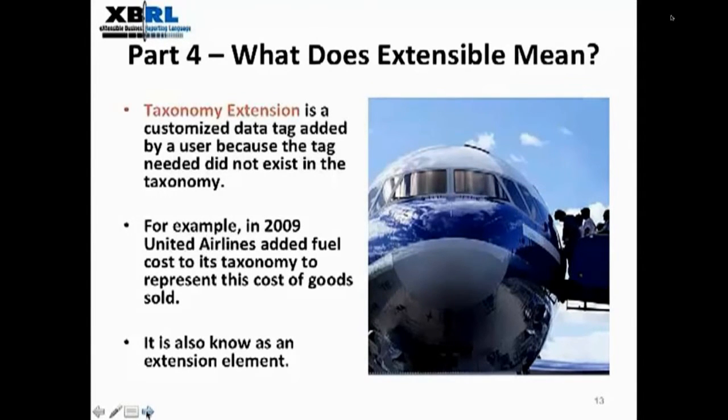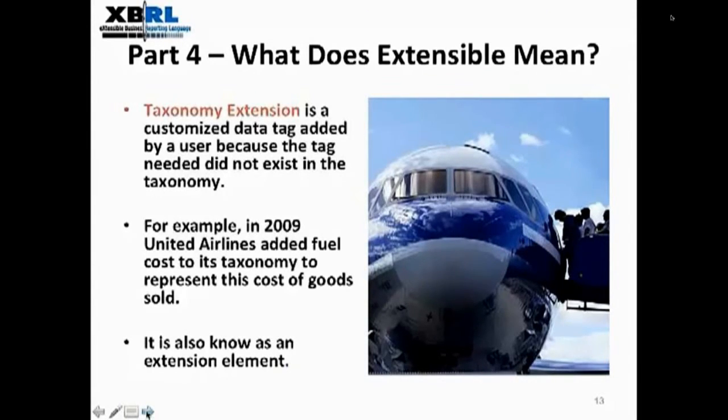Another important concept in XBRL is the concept of extensible. So just exactly what does that mean? Well, extensible represents flexibility in XBRL. Just a few minutes ago, we talked about taxonomies and how they're a dictionary of the elements, such as in a US GAAP taxonomy. The extension allows XBRL users to add or customize tags, if for some reason the tag that they need to correctly present their information isn't included in the taxonomy. It's also known as an extension element.